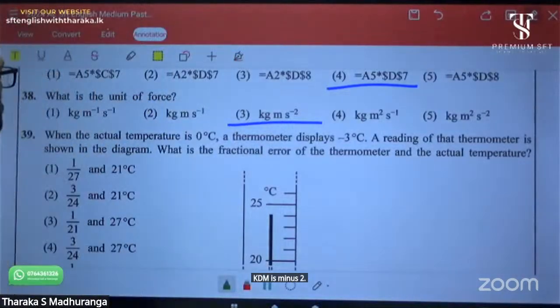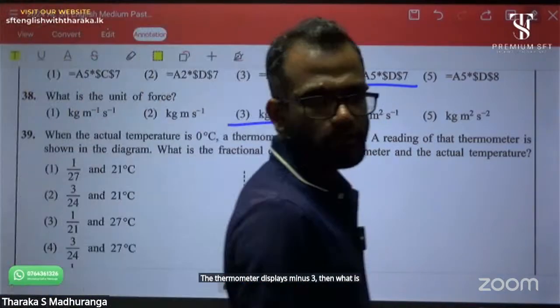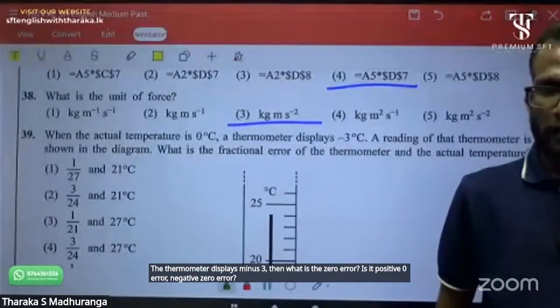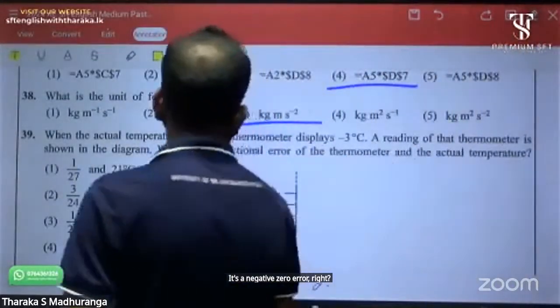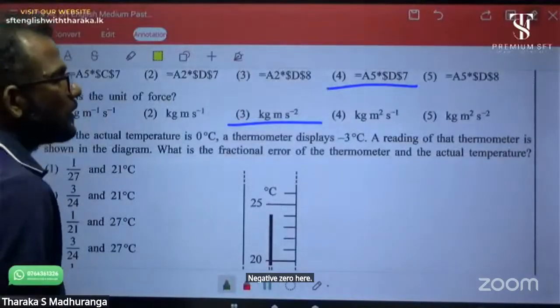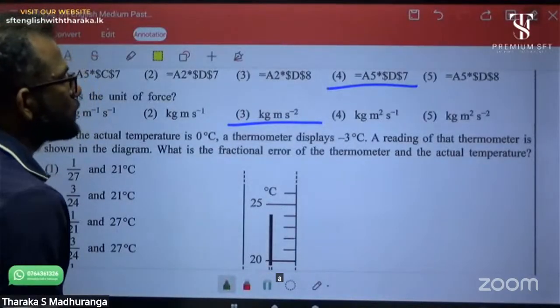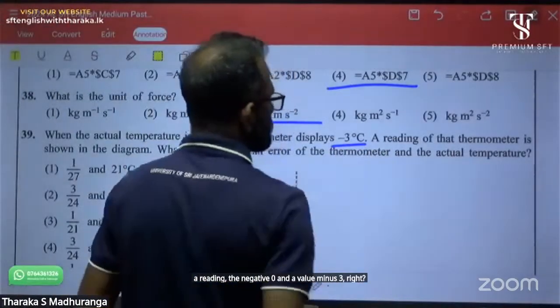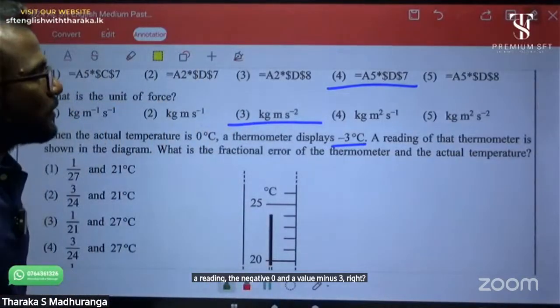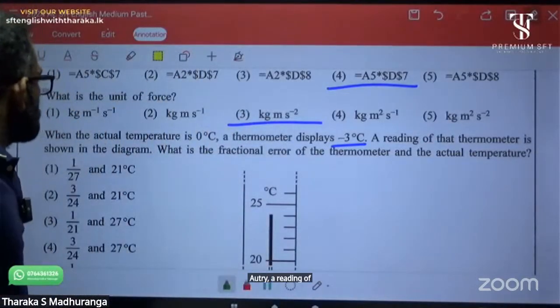When the actual temperature is 0, the thermometer displays minus 3. Then what is the zero error? Is it a positive zero error or a negative zero error? It's a negative zero error, right? The zero error value is minus 3. A reading of the thermometer is shown in the diagram.